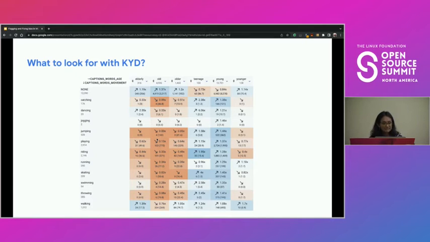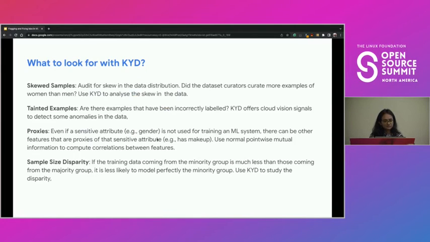For example, this is another text data set, and you can see that when you correlate active words like riding, playing, jumping, it's skewed towards the younger population and not so much towards the elderly population. That doesn't mean that the elderly population can't do any of these, but you can clearly see the skew in the data. And finally, you can also see sample size disparity with KYD. If you have a majority group and a minority group, how many examples are coming from each group?